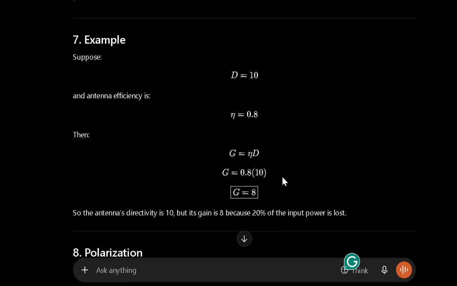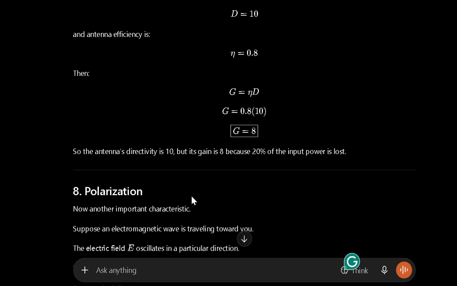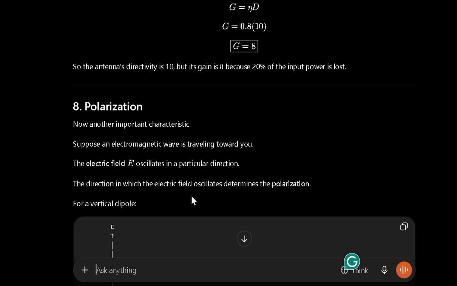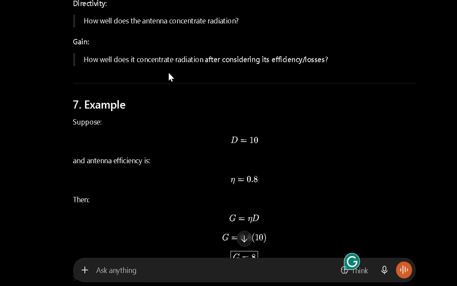Suppose D equals 10 and eta equals 0.8, then gain is 10 times 0.8, which is 8. So the antenna directivity is 10, but the gain is 8, because 20% of the input power is lost. D is directivity, but gain is less because 20% is lost. This is antenna efficiency. Gain is how well the antenna concentrates radiation considering the losses.